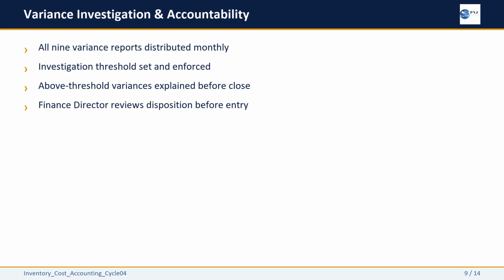All variance reports are distributed to responsible managers monthly. An investigation threshold is set, and any variance above it must be explained before close. Then the finance director reviews the variance disposition before the period-end entry is posted. Each layer names a person, because a variance with no owner is a problem with no solution.